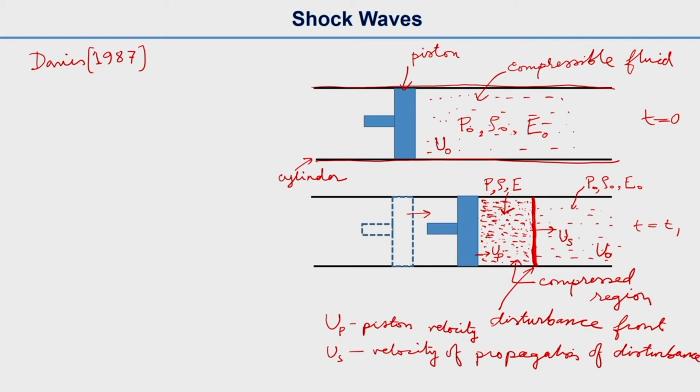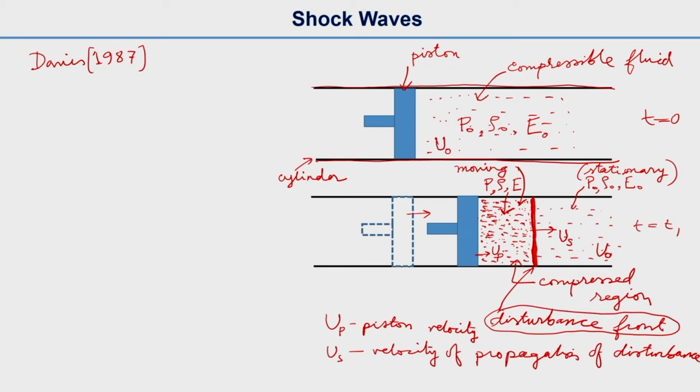We can assume that this part which is not compressed is the stationary part of the fluid, and this part is the moving part. That stationary part may not always be stationary, but for now we can assume it is stationary, and the part that is compressed we can call the moving part, moving material or fluid, and the boundary between the two is the disturbance front.